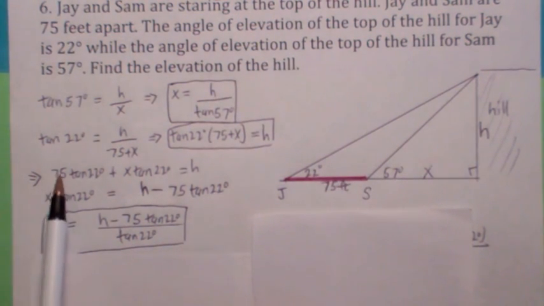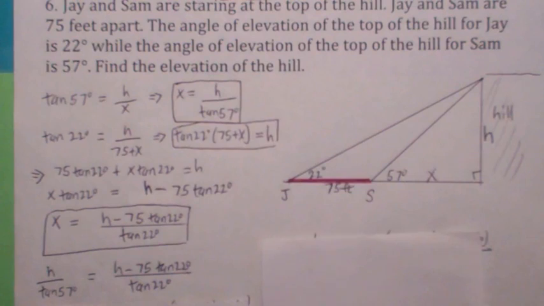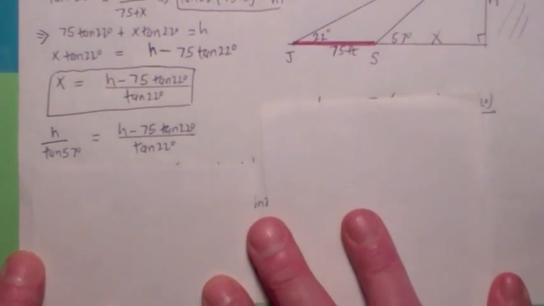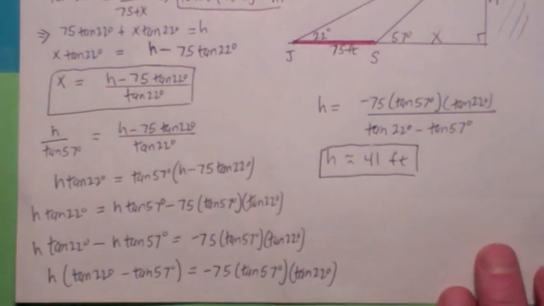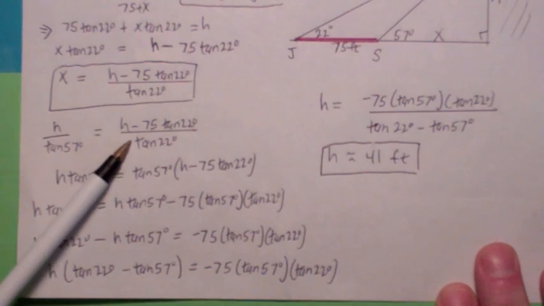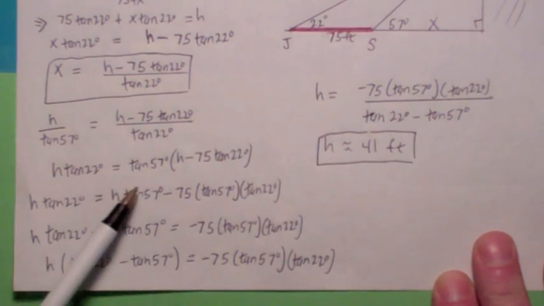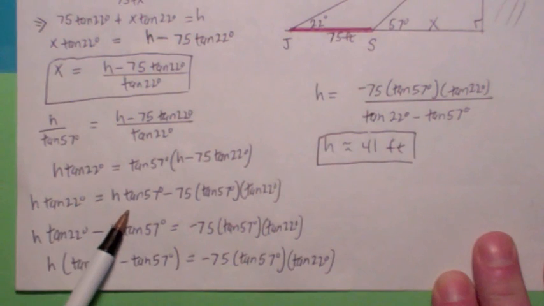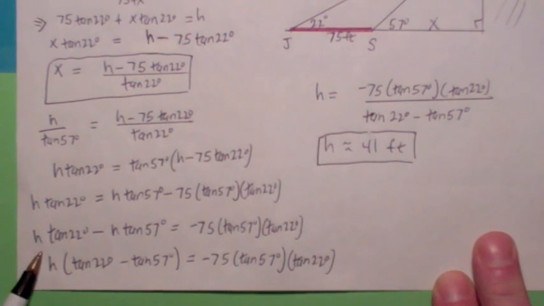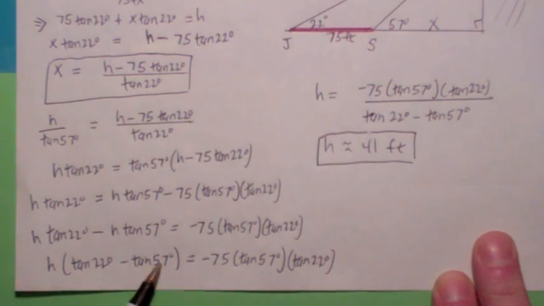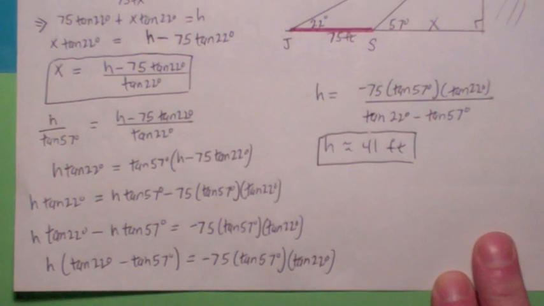So I got two equations, I solved them both for x. Now I'm just going to set them equal to each other, see? And the way you finish this problem, it's kind of a lot of work. I'm going to solve this equation for h. It's kind of hard. You cross multiply the right side out, get all the terms that have h on the left side, factor the h out, and divide by this mess. And when all the dust settles, you should have h is about 41 feet.